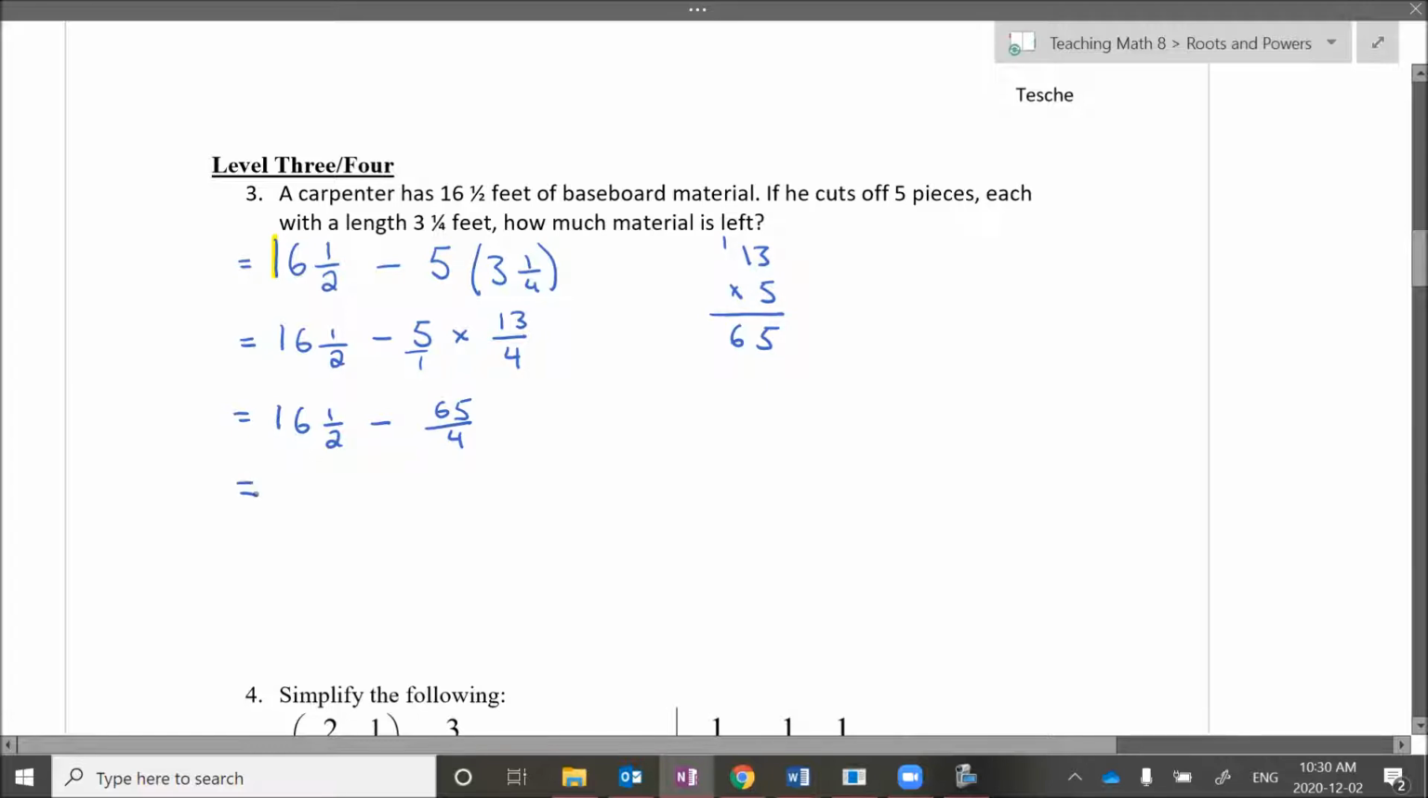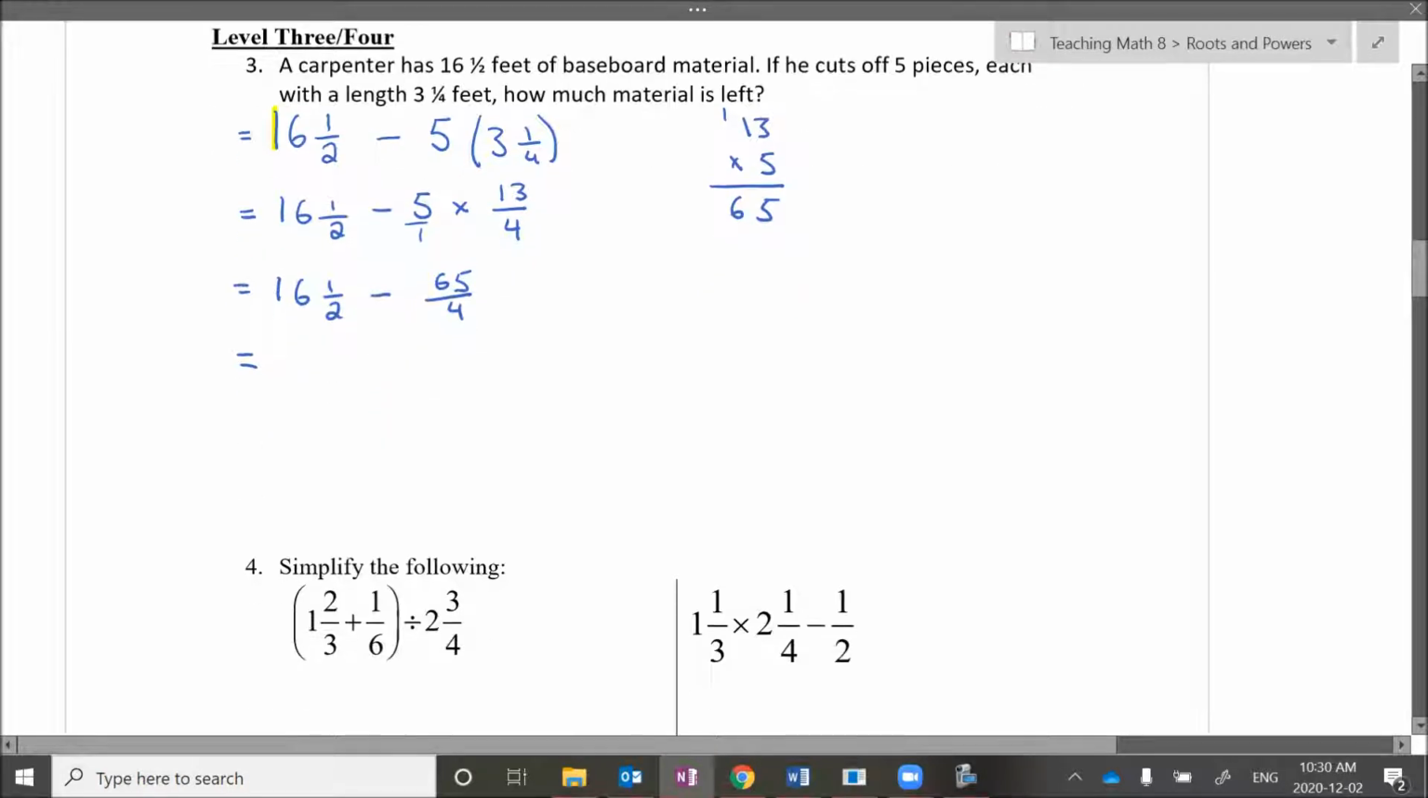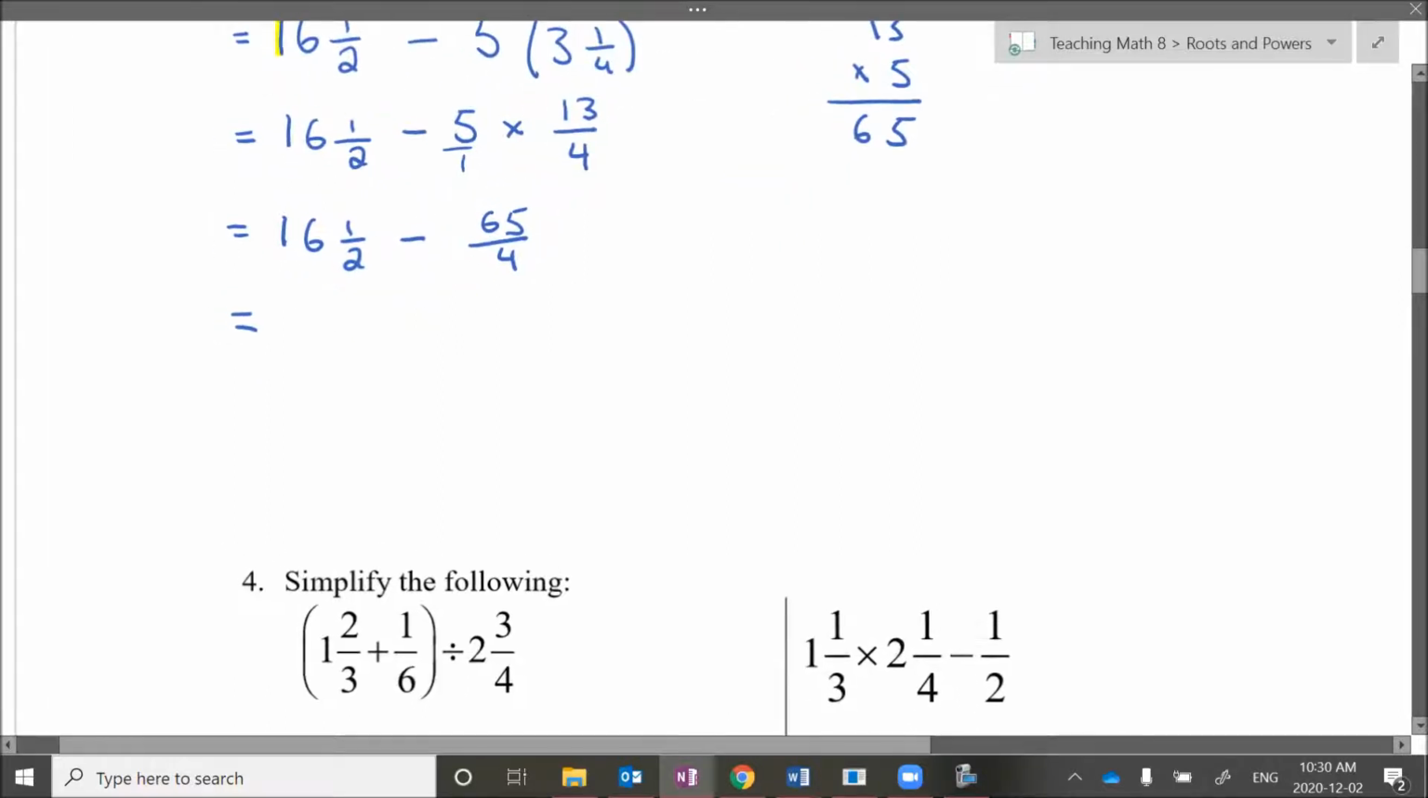So from here, you could convert your 16 to common denominator. Personally, I would have converted the 65/4 to a reduced fraction. I made it mixed and then subtracted. The majority of you converted the 16, though, to improper. So that's what I'm going to go through.